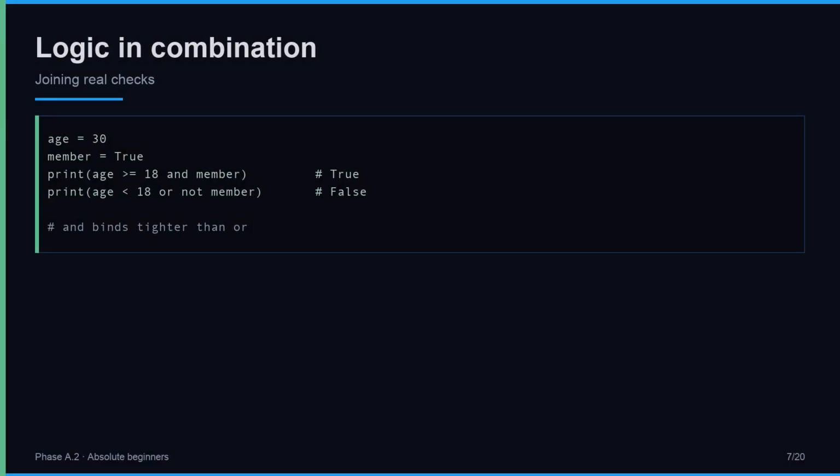Now let us combine the logic words with real checks. Age greater than or equal to 18 and member is true when the person is both an adult and a member. Age less than 18 or not member is true when either they are underage or not a member. For age 30 and member true, the first is true and the second is false. Notice the words and and or can chain several checks into one readable rule. We will see the order they evaluate in just a moment.